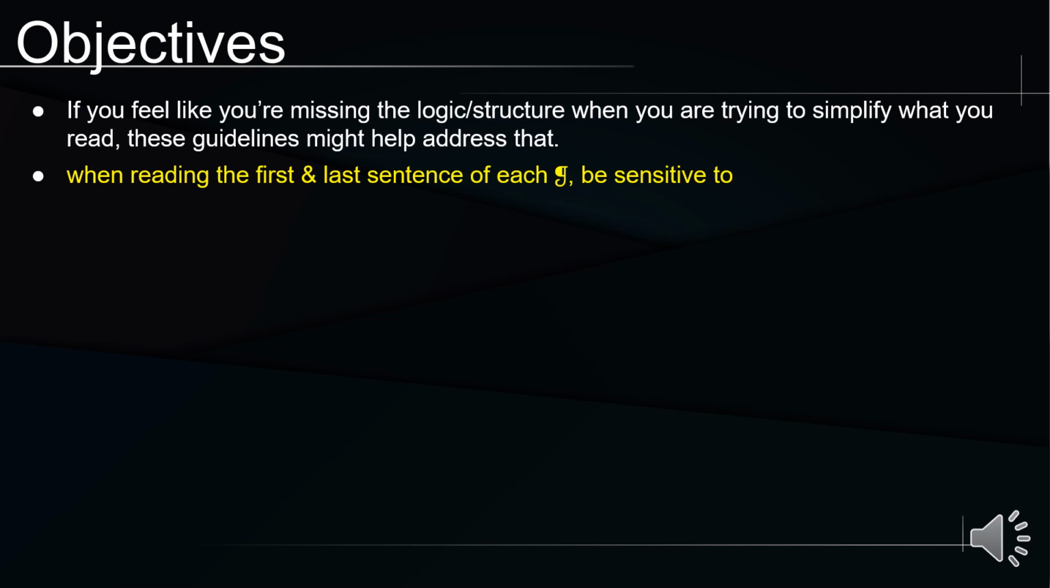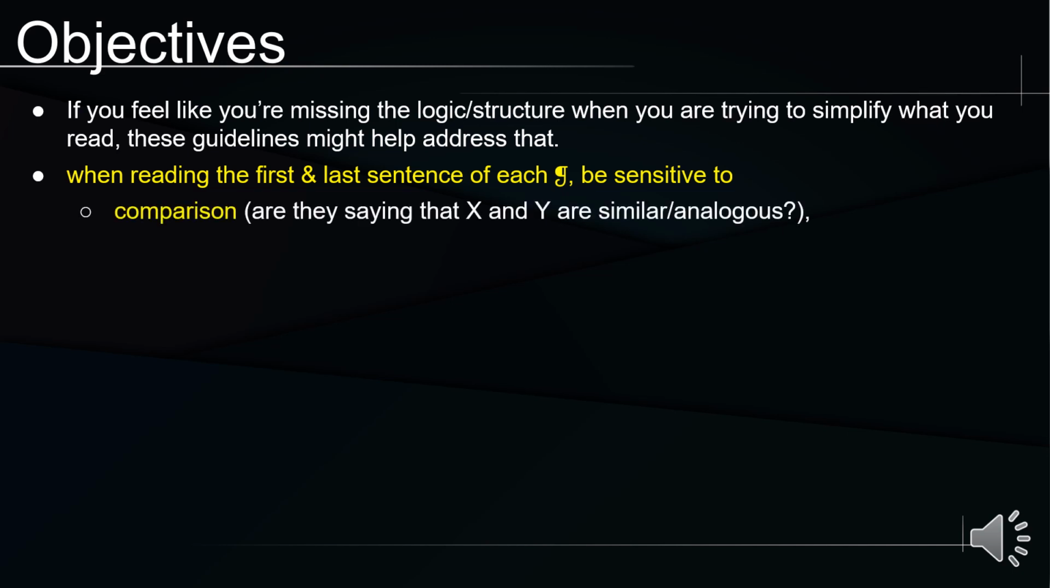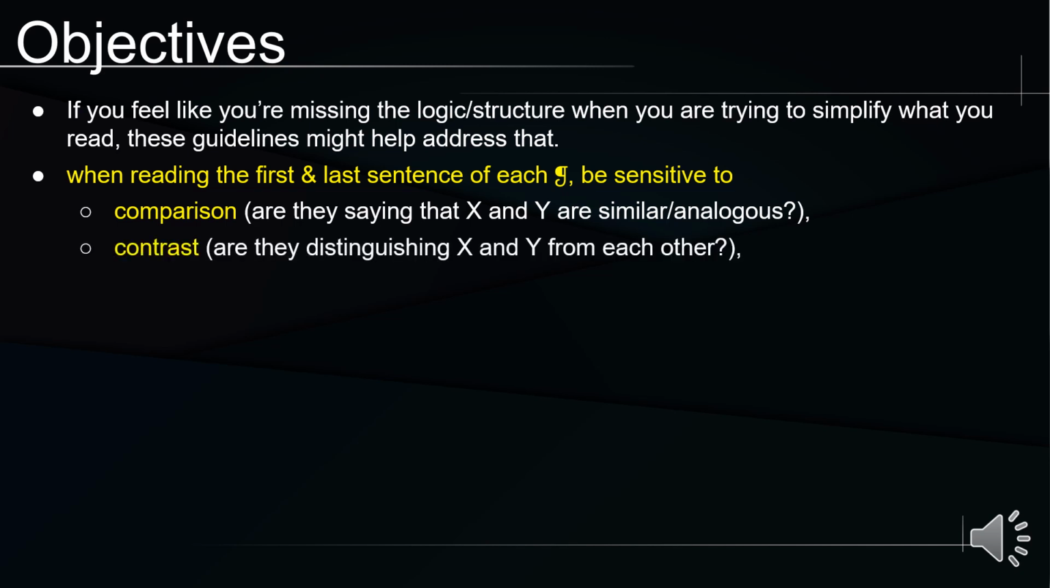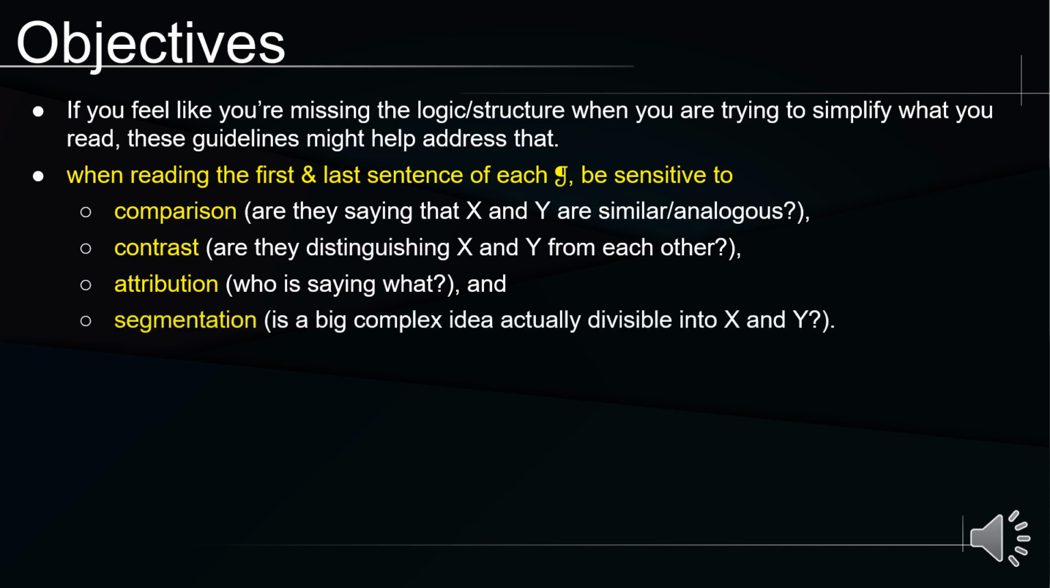So the guidelines are as follows. When reading the first and last sentence of each paragraph, try to be sensitive to comparison ideas. So are they saying that idea X and idea Y, whatever they are, are somehow similar or analogous? Contrast, when they are actually doing the opposite and distinguishing X and Y from each other in some way. Or attribution: is it the author saying something? Who is saying what, really?